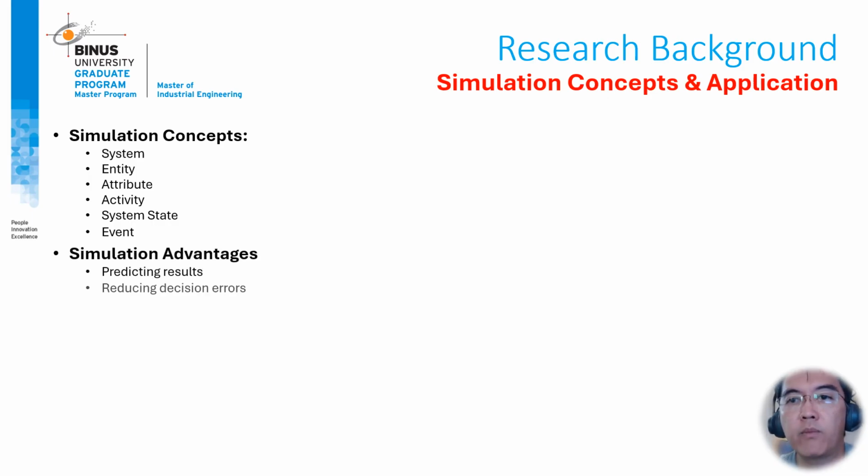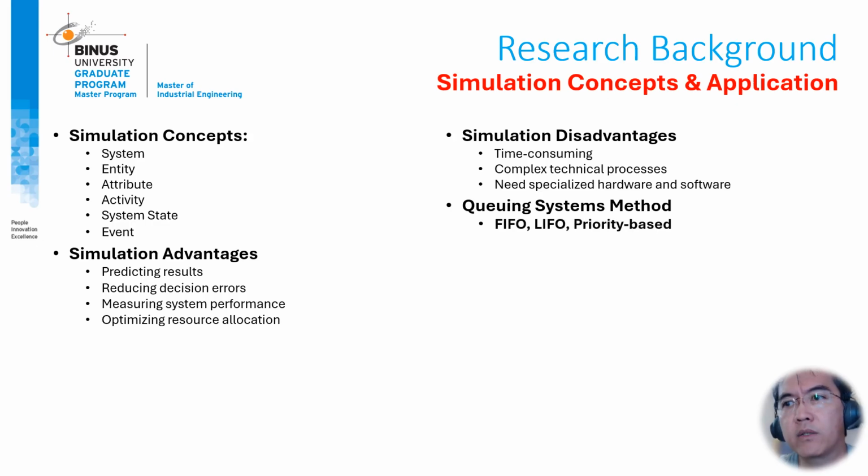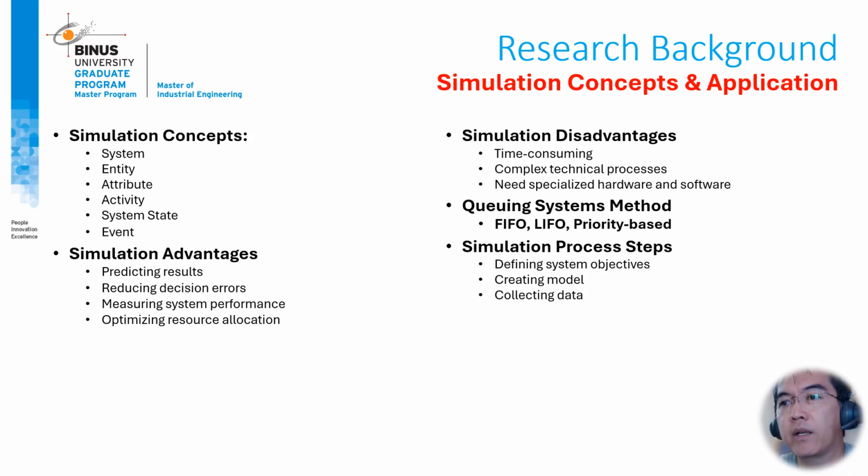By simulation, we can predict results and reduce decision error while measuring system performance and optimizing resource allocation. But it is time consuming and needs a complex technical process and specialized hardware and software. Some queue methods that we normally use are FIFO, first in first out, LIFO, last in first out, and priority based. And the steps: we need to define the system objective, create the model and collect data, build a computational model, then validate the model and analyze the result.